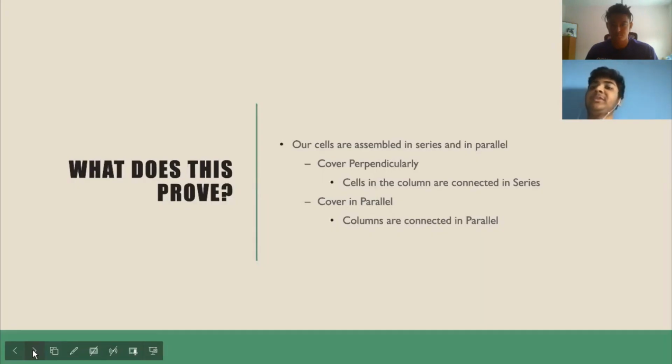So what does this prove? Since both ways gave us different results, we know that our cells can't be assembled in one way. They have to be assembled in series and in parallel. When they were covered perpendicularly, the voltage stayed the same. So this shows us that the cells in the column were connected in series. But when we covered them in parallel, the voltage dropped, but the current stayed around the same. So that means the columns were connected in parallel. Next slide.